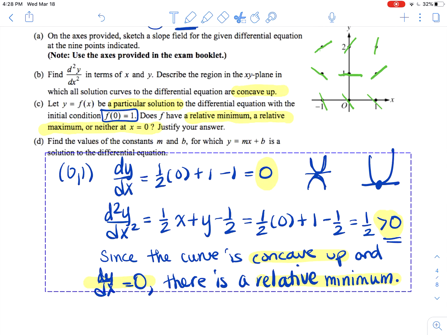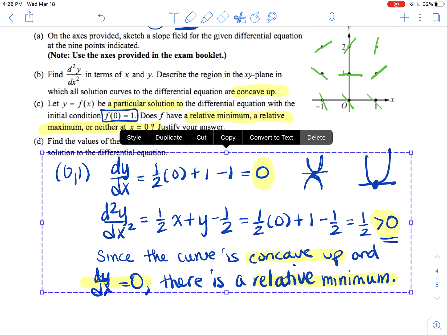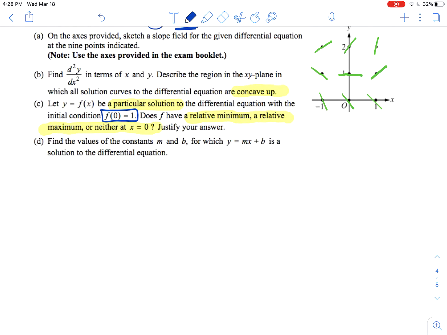Okay, so the last one probably looks trickier than it actually ends up being, because you have to basically think of this question as a system of equations. It's saying find the values of the constants m and b for which y equals mx plus b. What kind of a function is that? That's a linear function. So let's think about linear functions for a second.